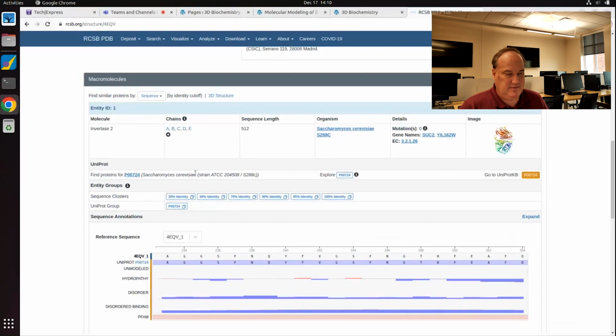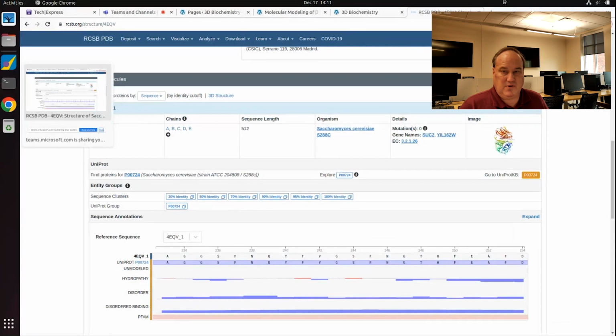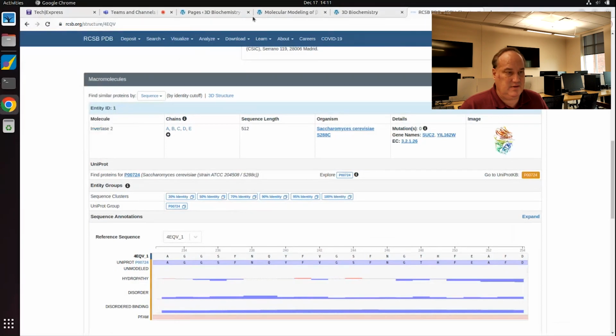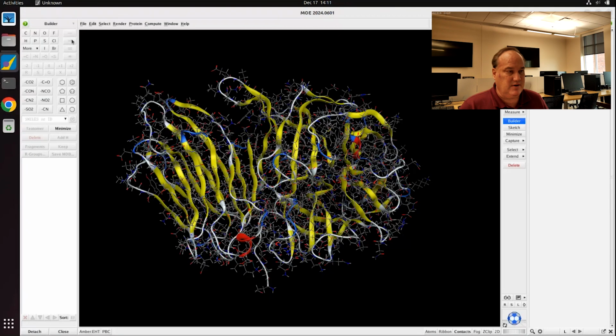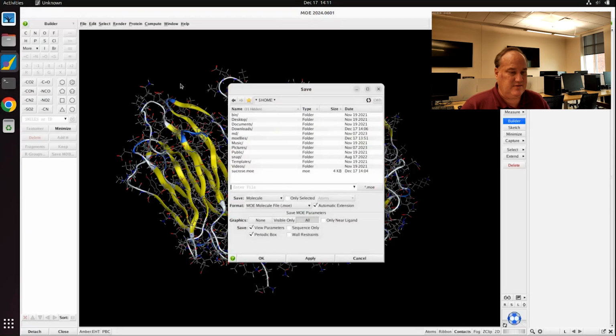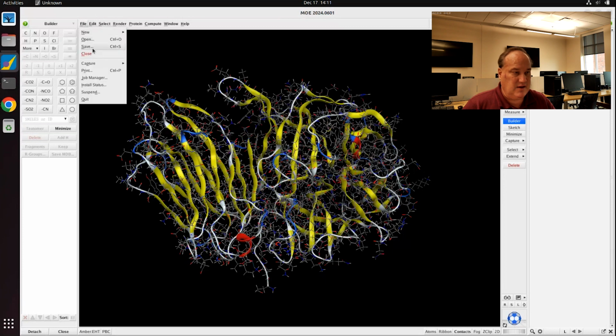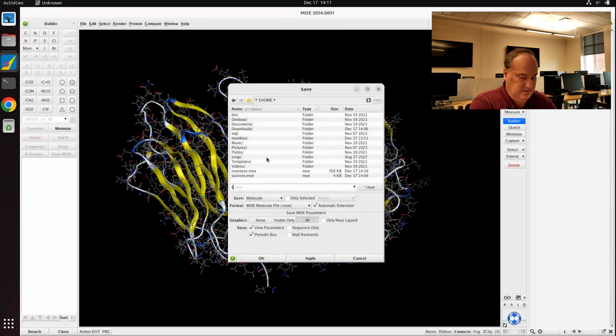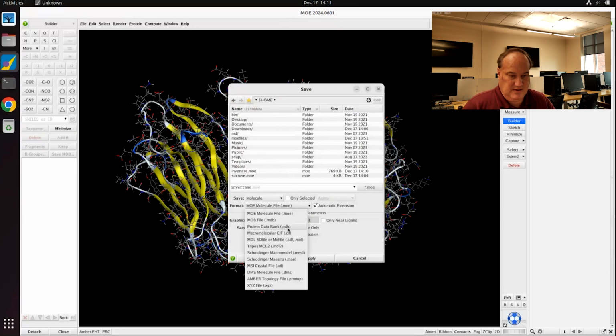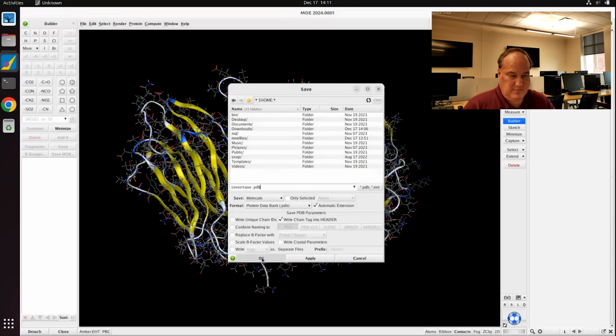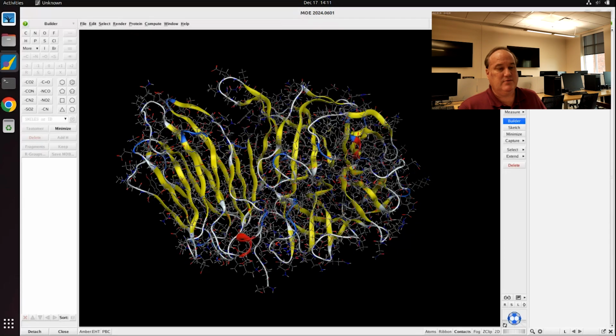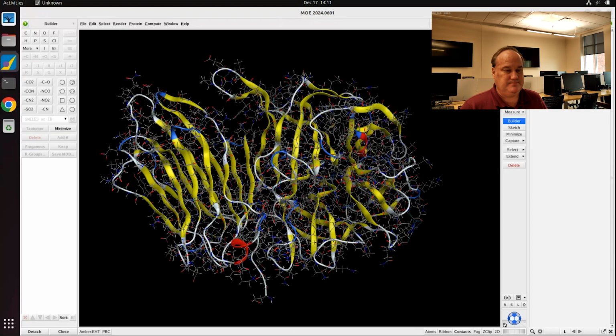All right. So we've kind of prepped our protein. Go ahead and go to File, Save. And I'm going to save this as Invertase. I'm going to save it in MOE format first. I'm also going to go ahead and save this in Protein Data Bank format, right? We'll go ahead and save that as well.